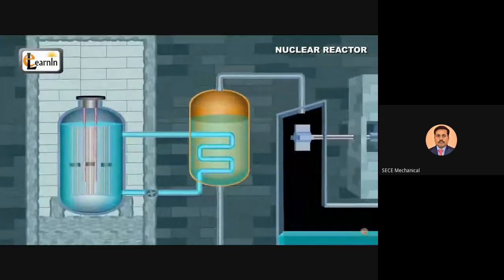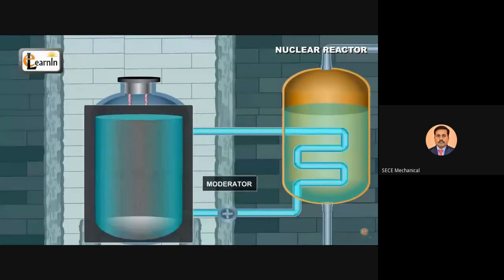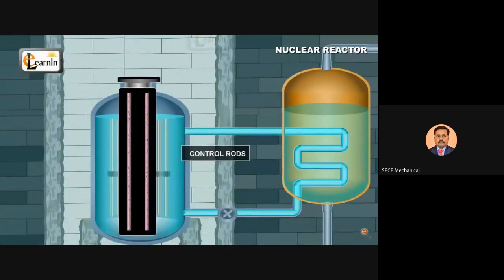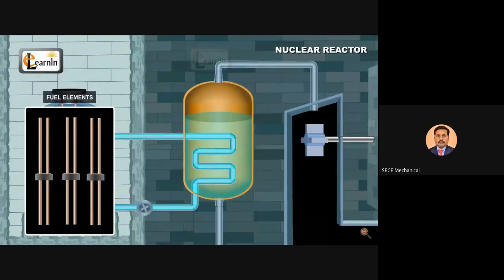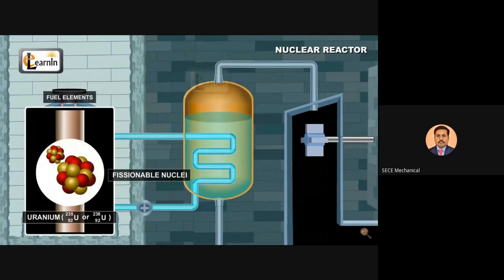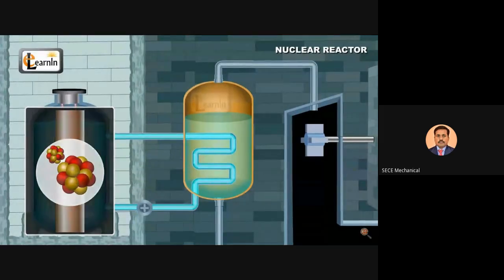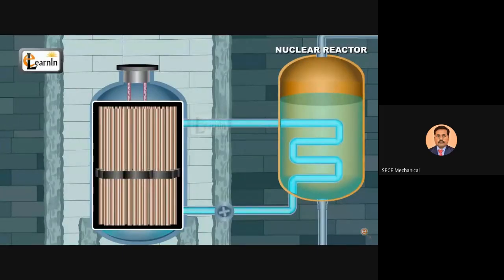A nuclear reactor consists of three crucial components: fuel elements, moderator, and control rods. Fuel elements come usually in the shape of thin rods of about 1 centimeter in diameter and contain fissionable nuclei like uranium-235 or uranium-238. These rods vary in number according to the size of the reactor.